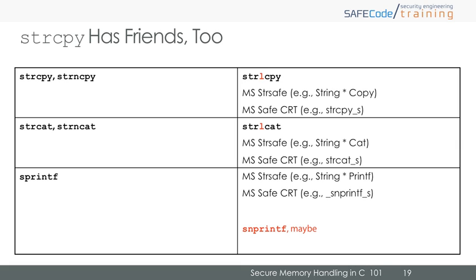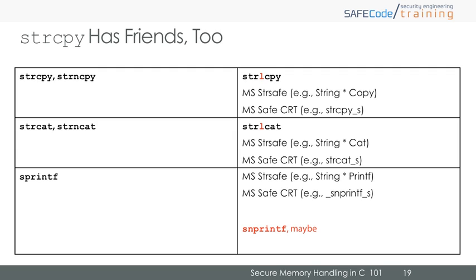We've mentioned that strcpy is a bad API. There's really a whole family of APIs that SAFECode member companies call the banned APIs. There are things like strcpy and strncpy, and there are safer alternatives like strlcpy or strcpy_s, which is part of the Microsoft SafeC runtime or CRT libraries.